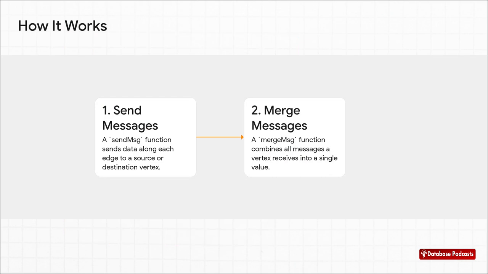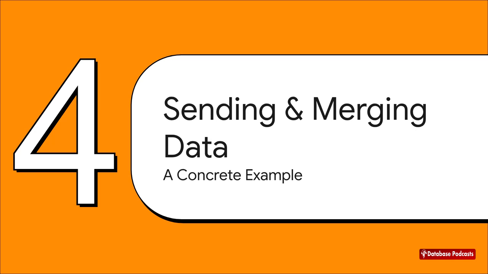The elegance of this whole approach is that it breaks down all that complexity into just 2 simple things that you have to define. First, what's the message you want to send along each connection? And second, how should a point on the graph combine all the different messages it receives? That's it. Okay, let's make this way more concrete. What do these message sending and merging functions actually look like?